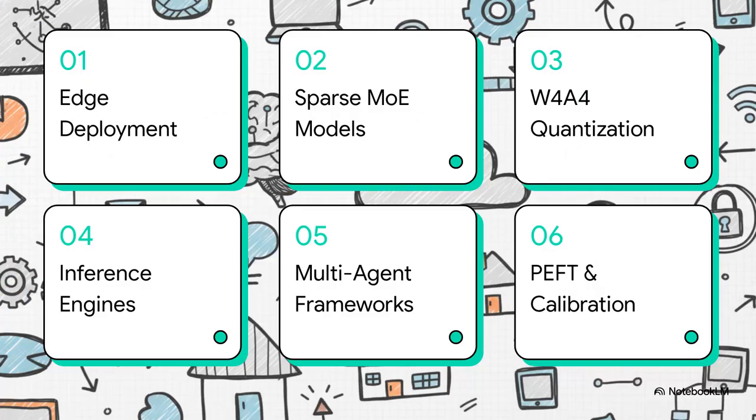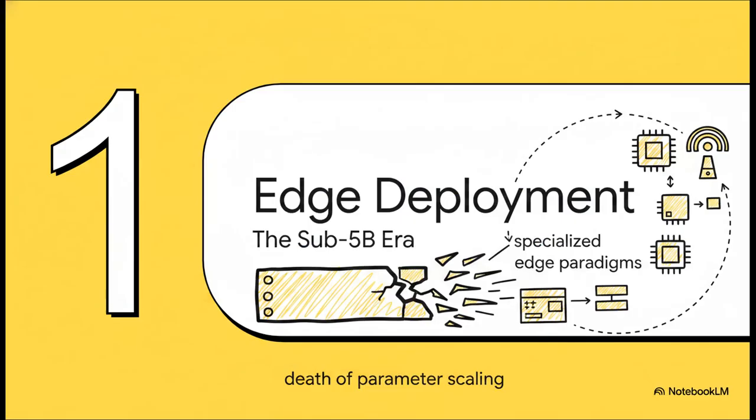So here is our raw system blueprint for today. We're compiling 6 core layers: the edge deployment paradigm, architecture of sparse MoE models, hardware constraints with W4A4 quantization, kernel-level inference engines, execution multi-agent frameworks, and finally, PEFT weight space calibration. Let's initialize Layer 1, the edge deployment paradigm.